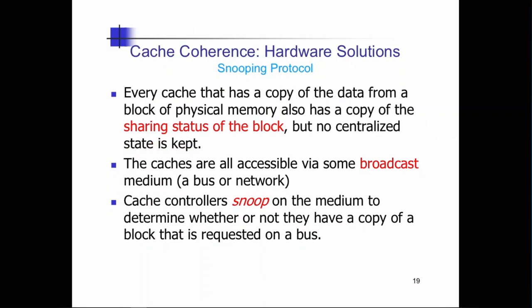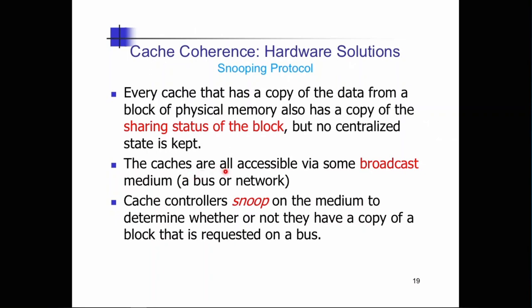So let's go over this again. Every private cache has two things. One is the copy of the data that it just fetched from the physical memory. And on top of that, there is a copy of the sharing status of the block that it got from memory. So that sharing status of the block helps us to establish the snooping protocol and keep the memory coherent. But note, there is no centralized state kept, so there's no global monitoring of this happening.